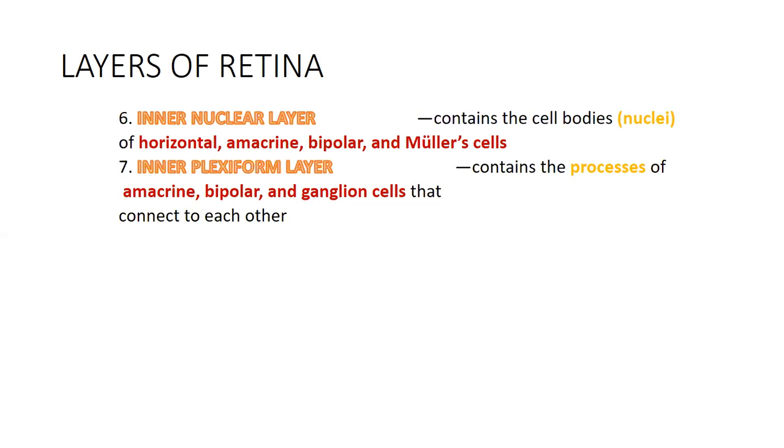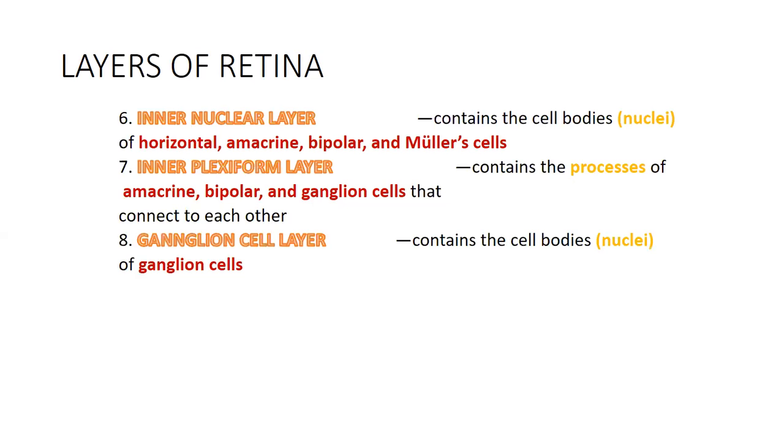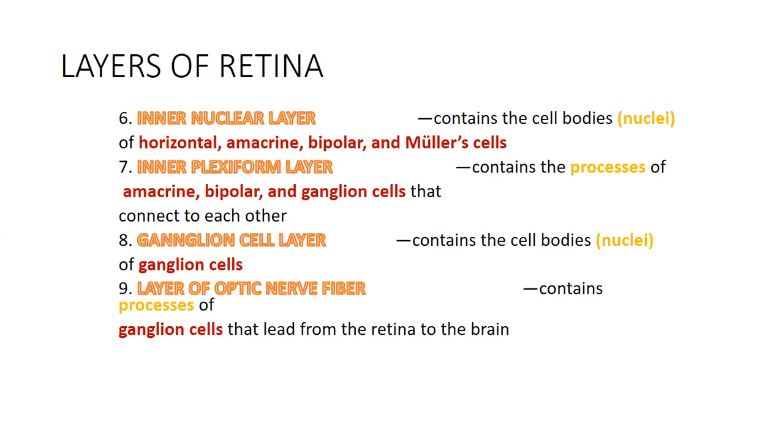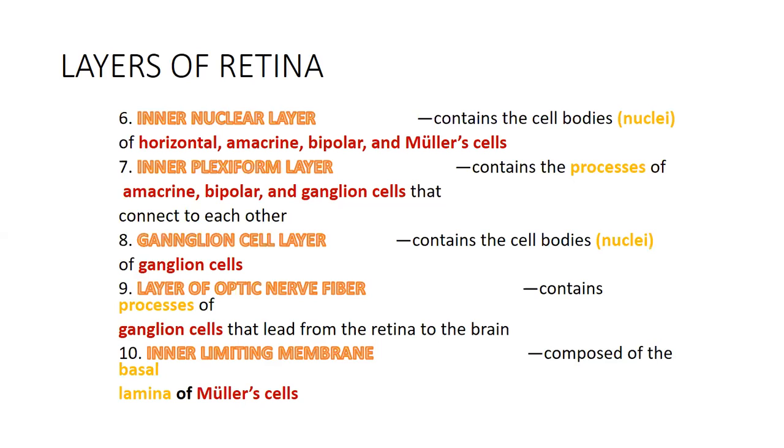The inner plexiform layer, that is the seventh layer, contains the processes of the amacrine, bipolar, and ganglionic cells that connect to each other. Next comes the eighth layer, the ganglion cell layer, containing the cell bodies of the large ganglion cells and their large nuclei. The ninth layer is the layer of optic nerve fibers. It contains the processes of ganglion cells that lead from the retina to the brain, that is the visual cortex. The inner limiting membrane is composed of the basal lamina of the Muller cells, as I showed you in the diagram.